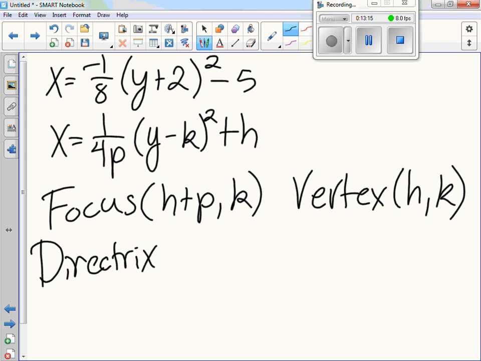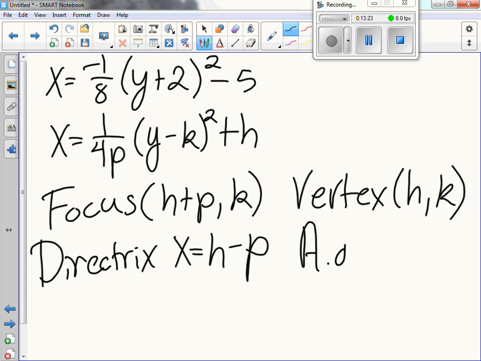Our directrix is x equals h minus p. And the axis of symmetry is y equals k. So what we should notice here is that the variables, or where we're plugging in p, has changed. So this is why having these formulas there and looking at them is helpful, because it can help us keep track of what's going on.